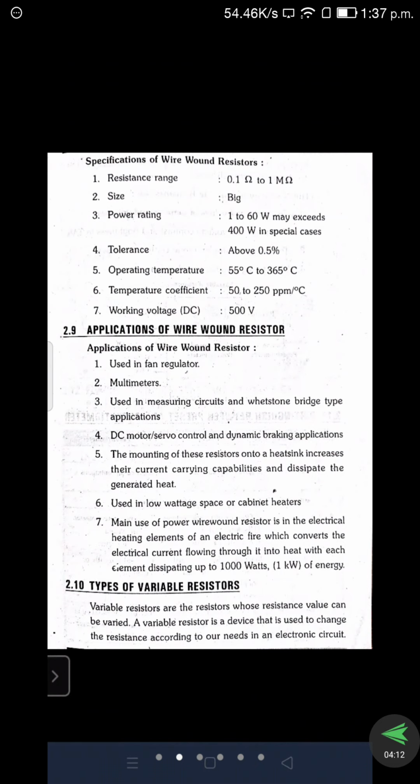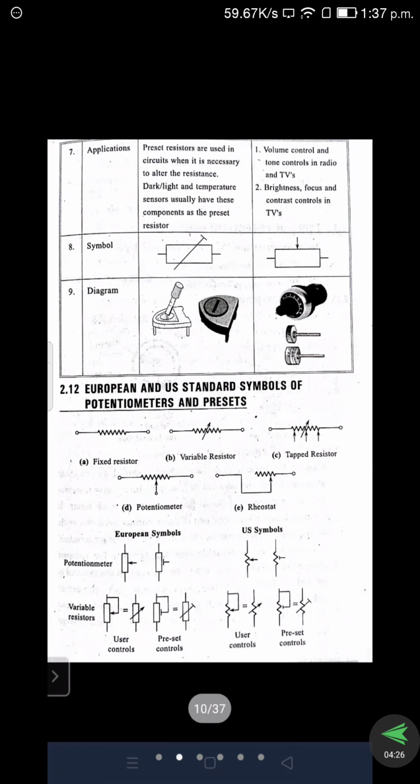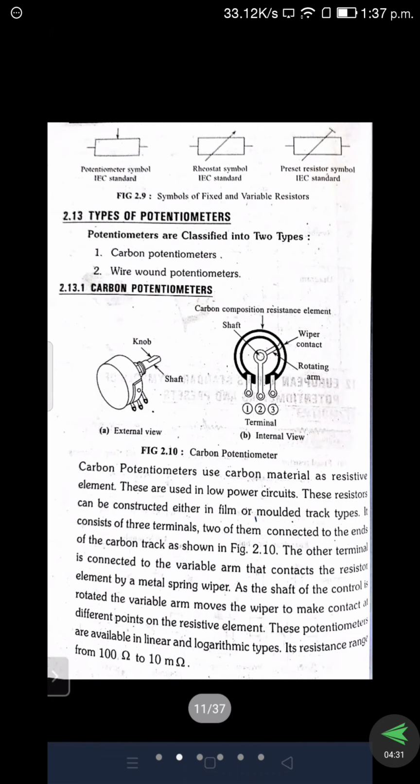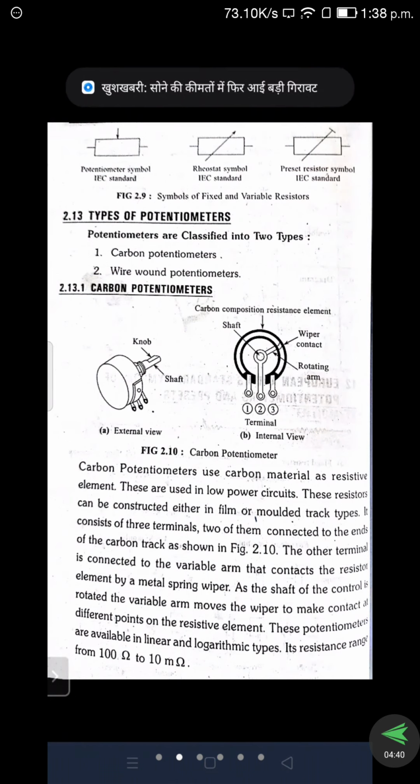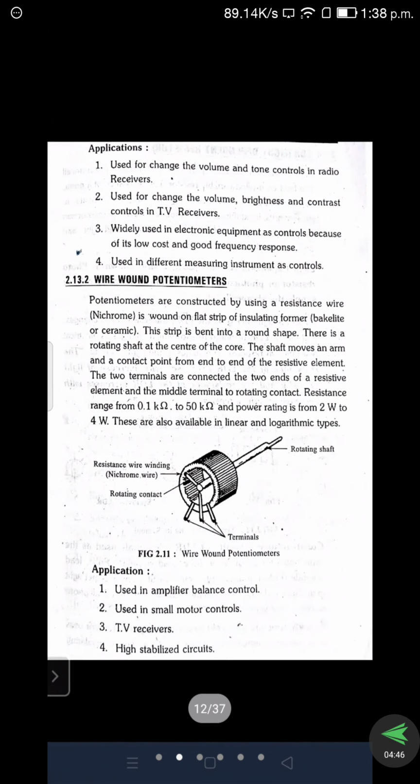Then after, we discuss variable resistors. Variable resistors are divided into 2 types, potentiometers and rheostats. The rest of the things will be there. We see what a potentiometer is as well as the different parameters of the resistor. Next we see the symbolic representation. Then we discuss the types of potentiometers. They are divided into 2 types, carbon potentiometer and wire wound potentiometer. This is a representation of a carbon potentiometer. These are the representations of a wire wound potentiometer, where the resistance offered increases, as well as the stability.